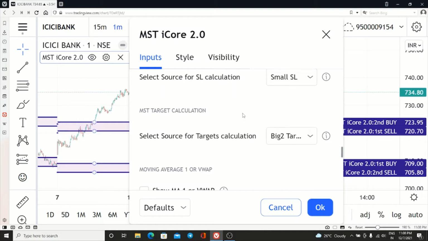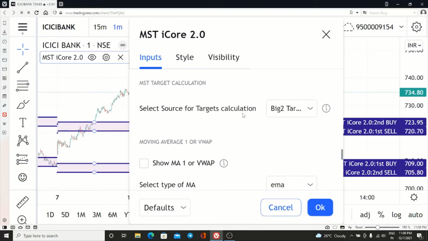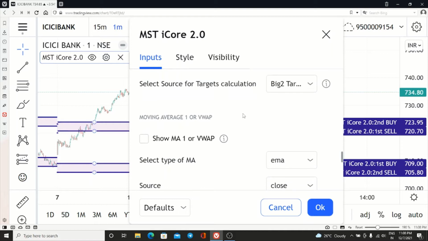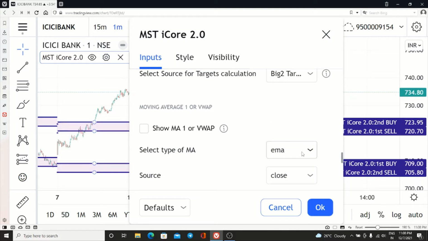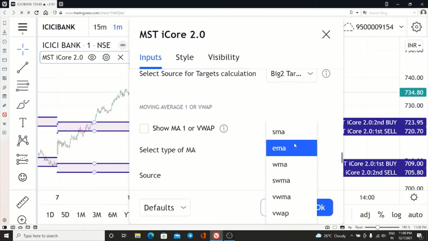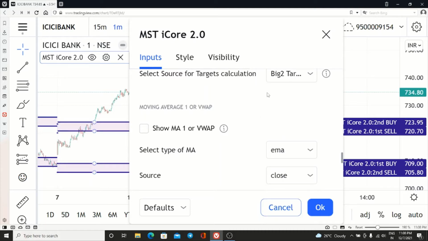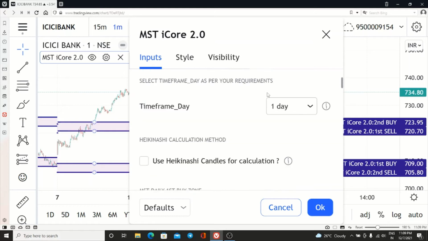This is one. The next one we have given is the option of moving average. In a single moving average, you can choose either simple moving average or EMA or WMA, SWMA, VWMA or VWAP. Whichever you want, you can use. We have given 3 different types of moving averages here. That's all. These are the contents which we are having in our indicator.